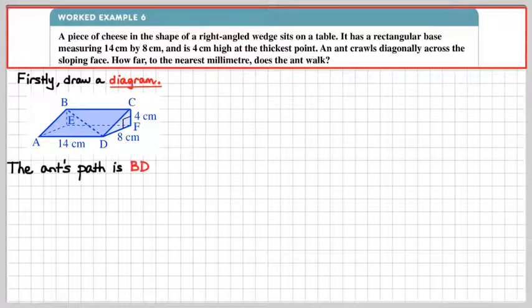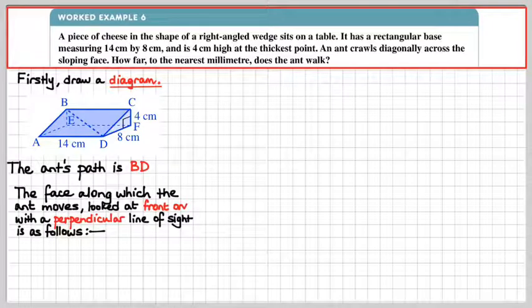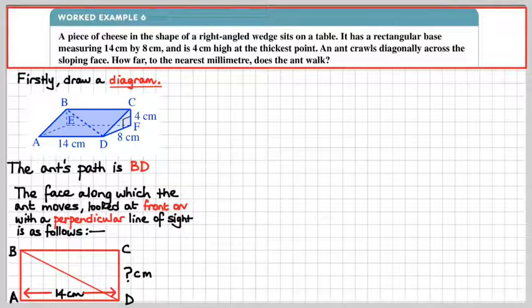You back? Hello. Now, this is what I did. I said the ant's path is BD, and I need a two-dimensional diagram. So the face along which the ant moves, looked at front on with a perpendicular line of sight, looking at that face directly, would be looking like this. Now that's a lot better. The right angles look like right angles again.